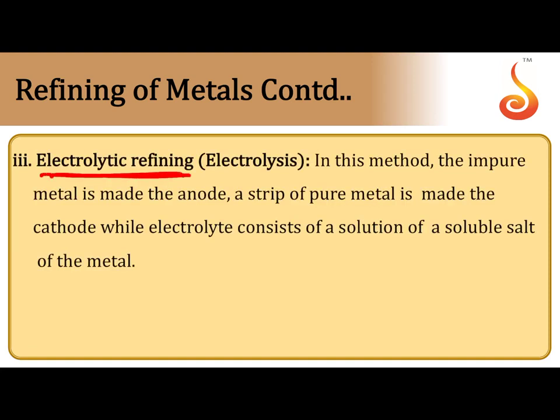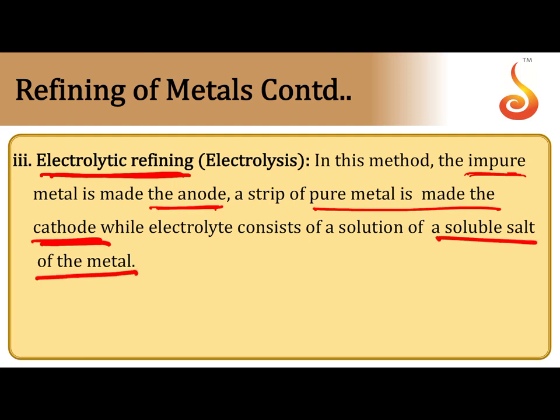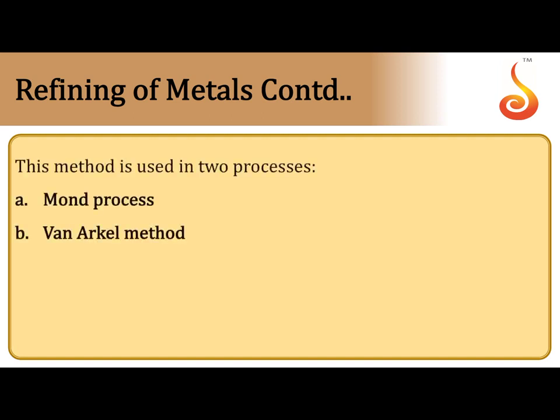Electrolytic refining is a very common method used for the refining of metals. In this method, the impure metal is taken as anode and the pure metal is taken as cathode. The electrolyte is a solution of a soluble salt of the metal. So, for the purification of zinc, a solution of zinc chloride can be used.